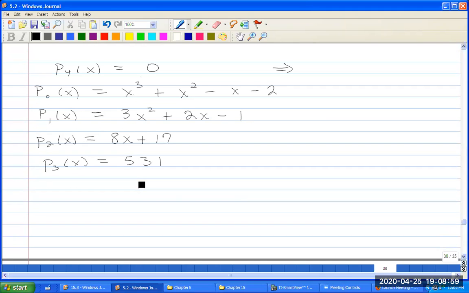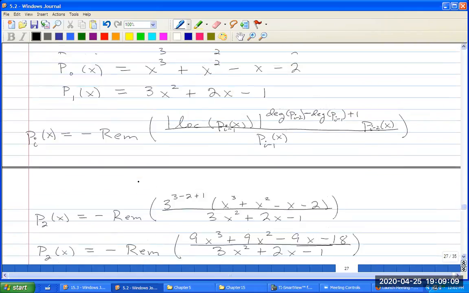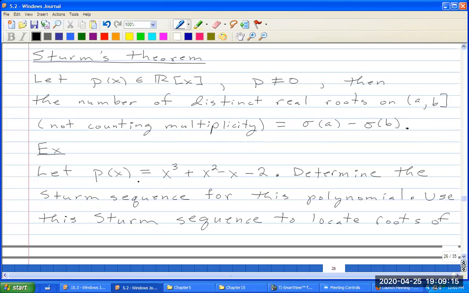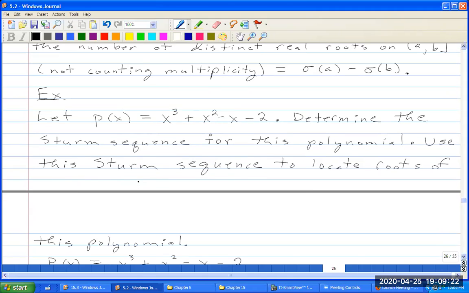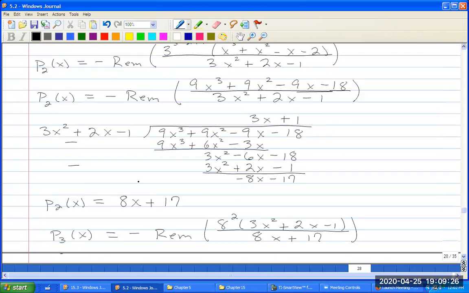Okay, so, okay, good. So now, let's say that I want to determine the number of sign changes once I have the Sturm sequence. Let me just see what I was asking, by the way. Oh, this is the Sturm sequence, and locate the roots of this polynomial. Okay, so let's try to locate the roots of this polynomial.